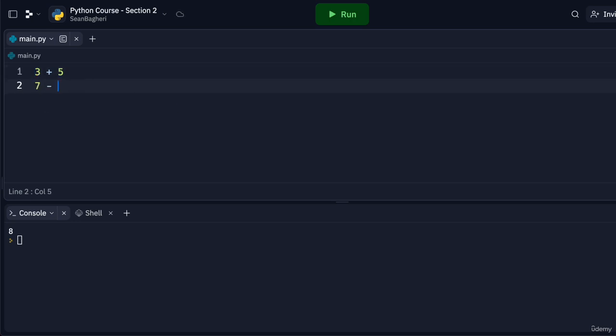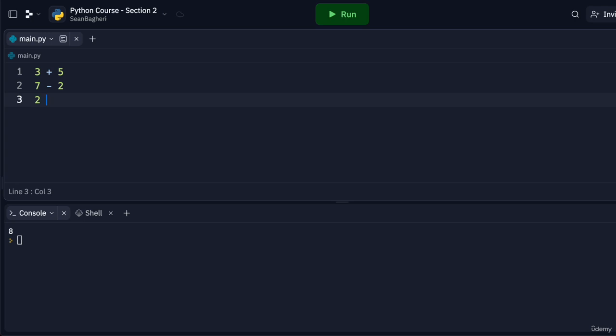For example, you can use subtraction. So you can subtract two items, like 7 minus 2, something like that. Very simple stuff. And then you can also multiply. So that is multiplication, right? So 2 times 2, for example.